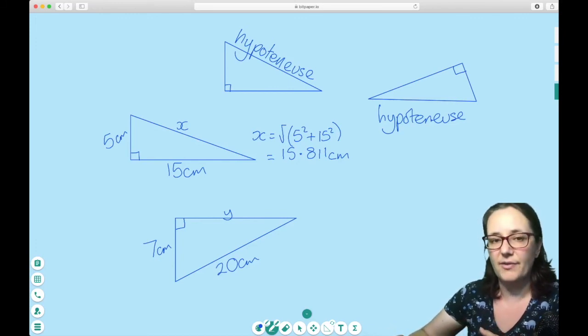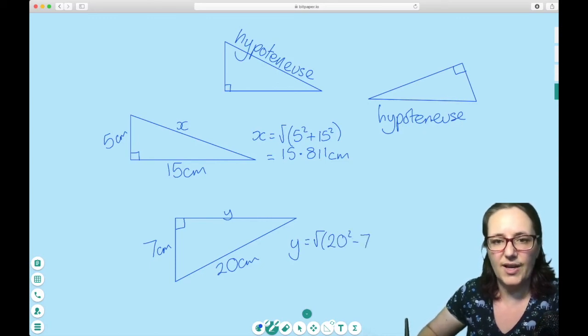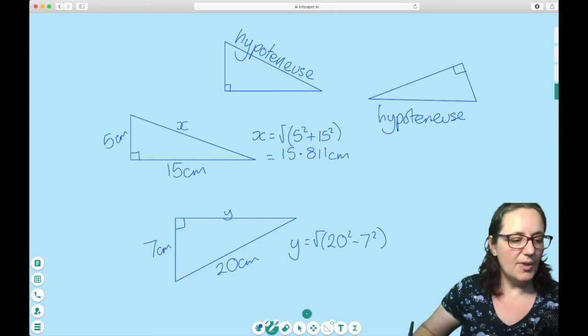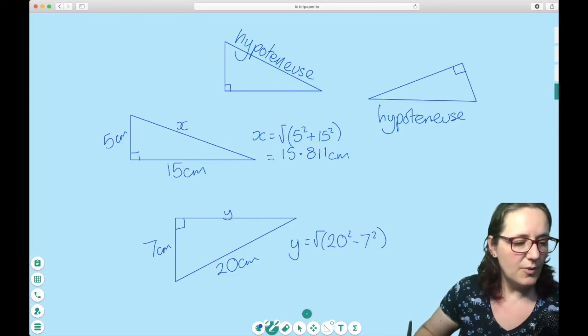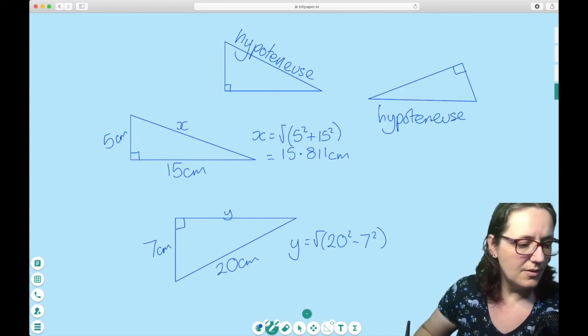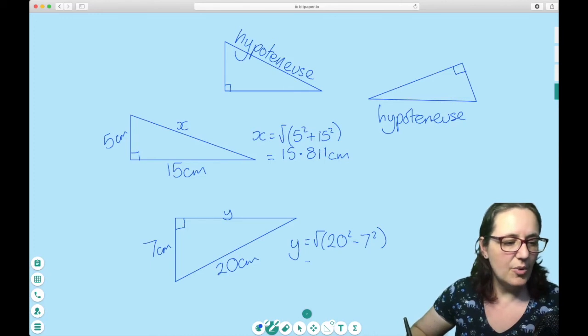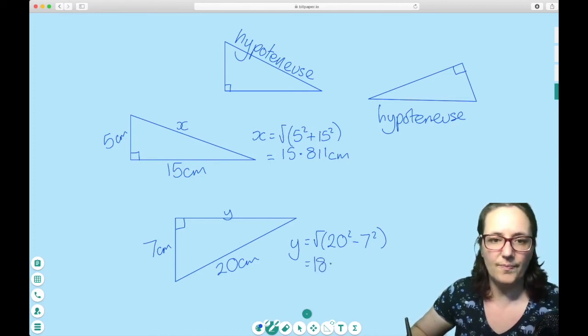I don't want the area of the square, I just want the length. So I will put y equals square root of 20 squared, take away 7 squared. And I can pop that into my calculator and do it all in one go. It comes out as 18.734.